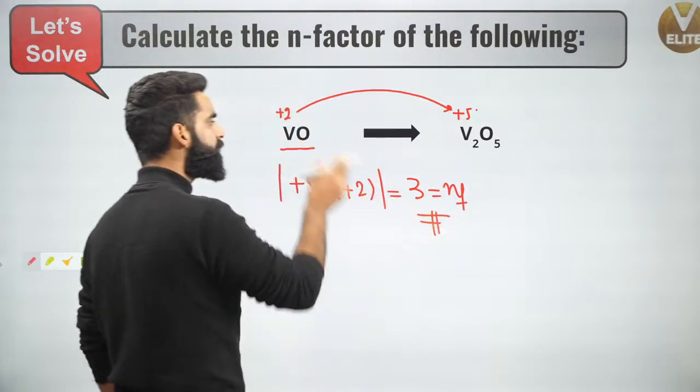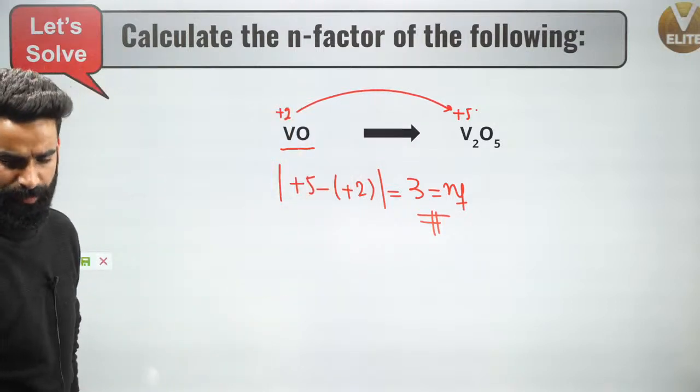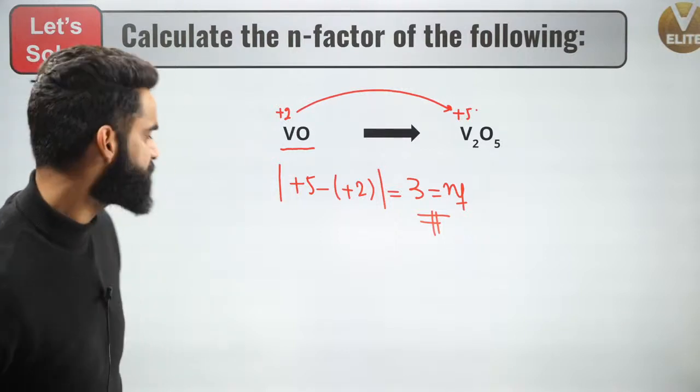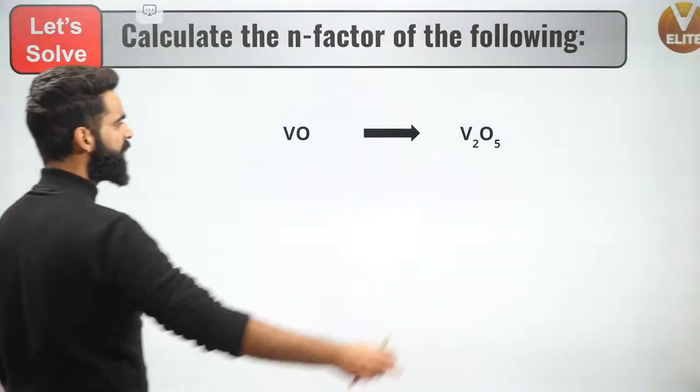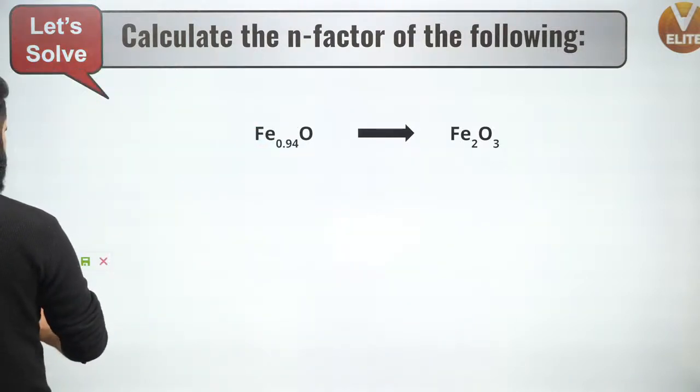If you have its n factor, you can divide its molar mass by its respective n factor. What will you get? You will get the equivalent mass. Absolutely. Yes. Now, people, one more. Okay, this is interesting, guys. You can calculate it as well.